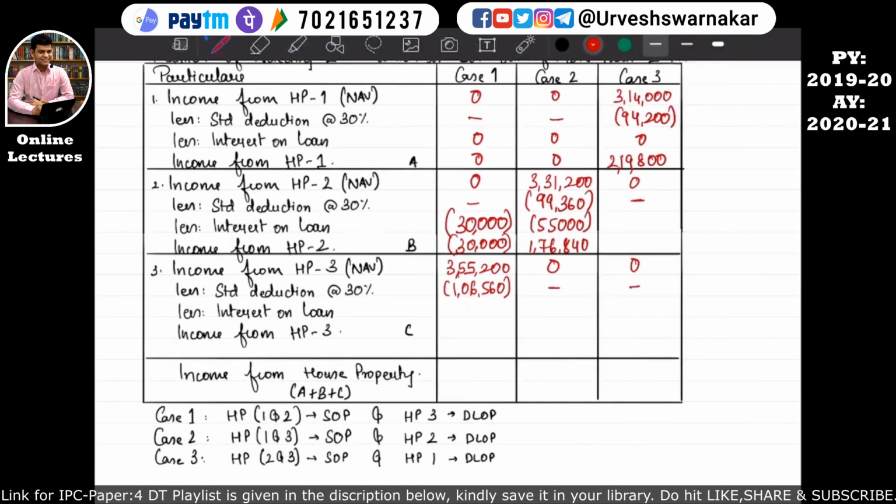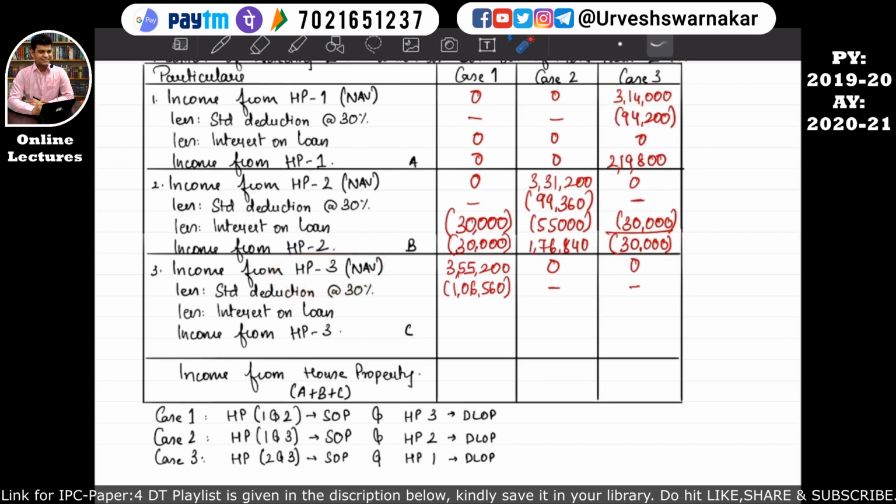But in case 3, the house property 2 is again a self-occupied house property, so here only up to 30,000 deduction will be available. So the income from house property 2 in case 3 will be minus 30,000. So for case 1 and case 3, the income from house property 2 is a loss of 30,000.